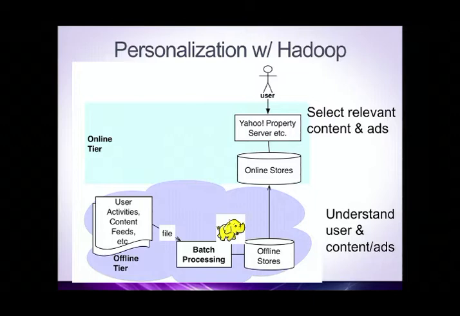On the other hand, invisible to the users, we have what we call the offline tiers. The job of the offline tier is to process the huge amount of data about user activities and about the content, and over there we perform the processing. The end result is to produce the data for our online store.